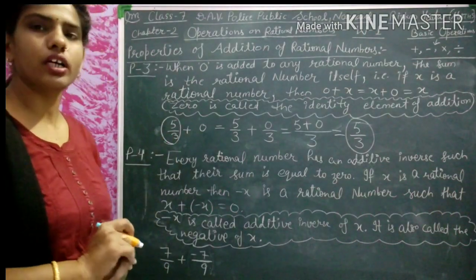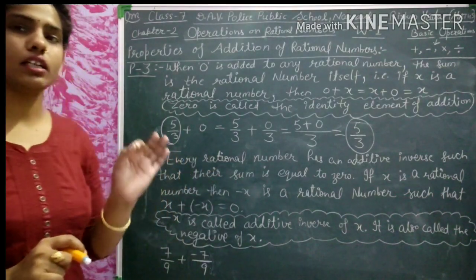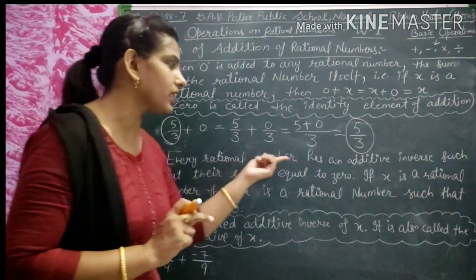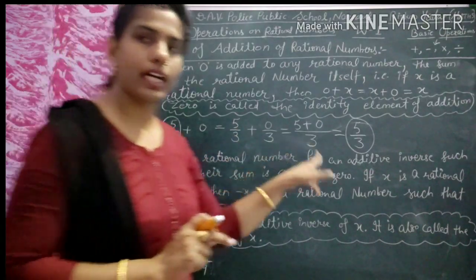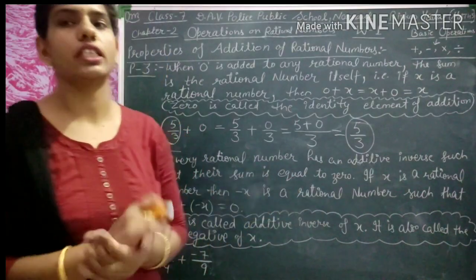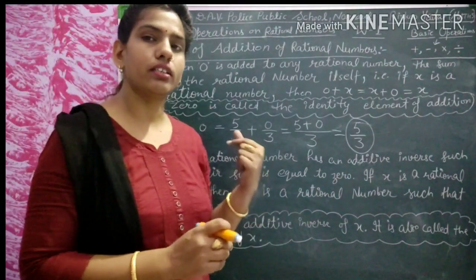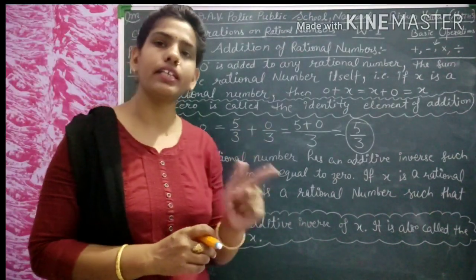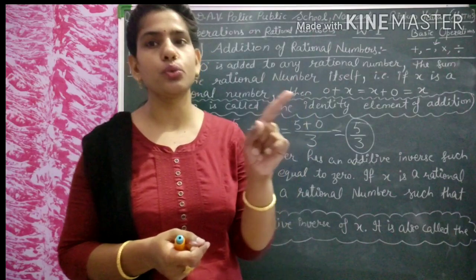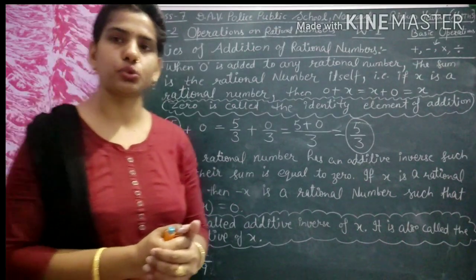Now we will do property 4. Property 4 is the additive inverse. Every rational number has an additive inverse such that their sum is always equal to 0. If we add a rational number to its additive inverse, we get 0.